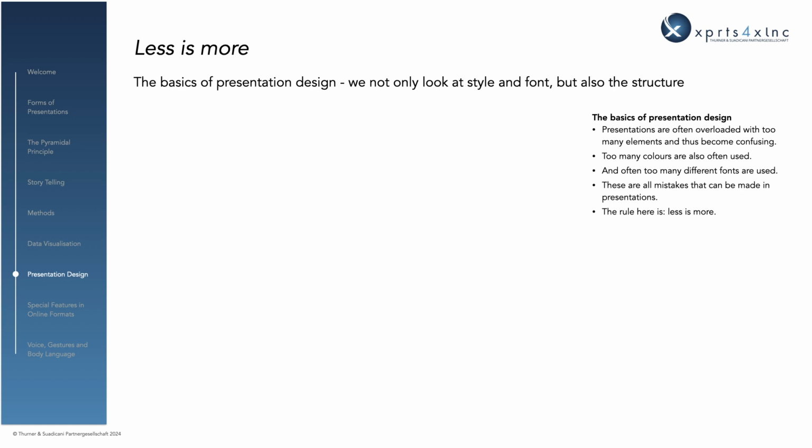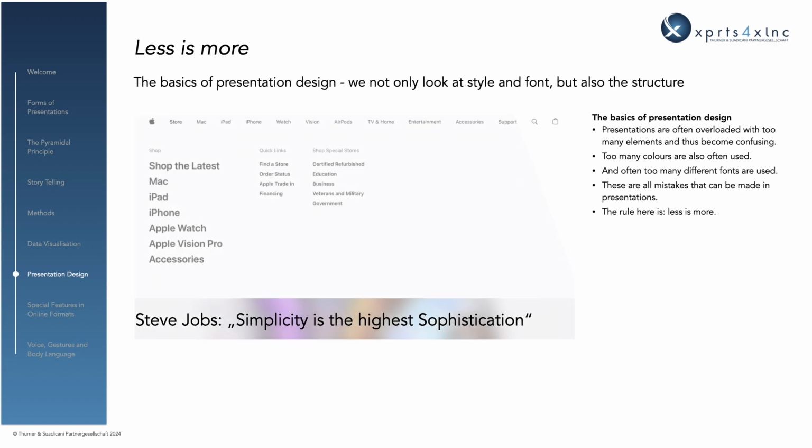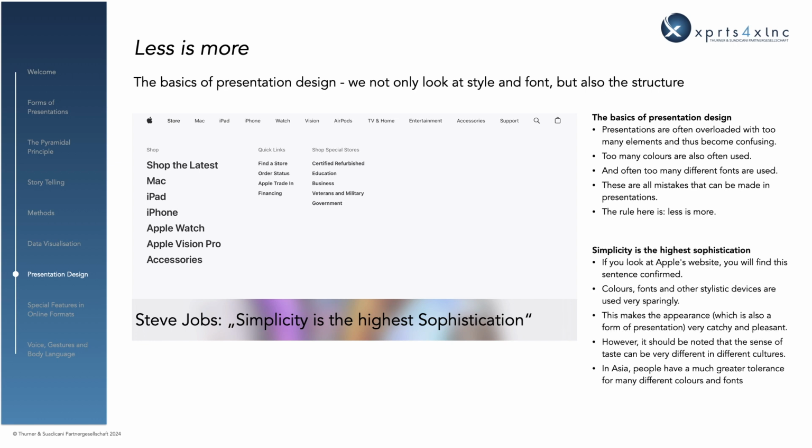The following sentence has been handed down from Steve Jobs. Simplicity is the highest sophistication. If you look at Apple's website, which is also a form of presentation, you will find this sentence confirmed. Colors, fonts and other stylistic devices are used very sparingly. This makes the appearance very catchy and pleasant. However, it should be noted that the sense of taste can be very different in different cultures. In Asia, people have a much greater tolerance for many different colors and fonts.